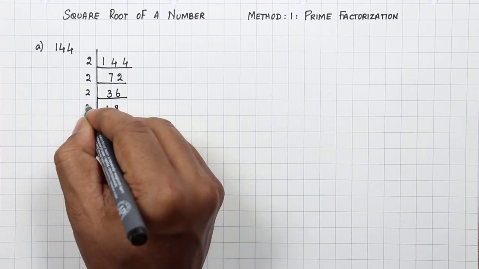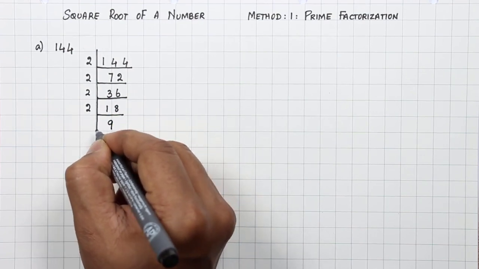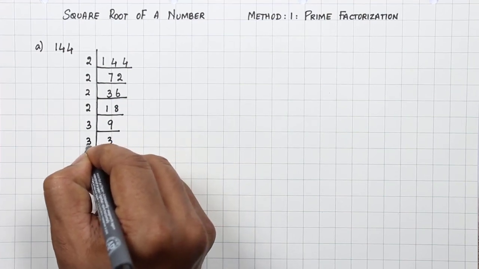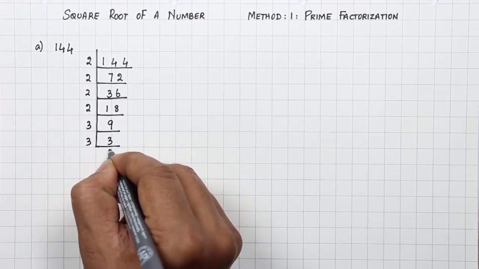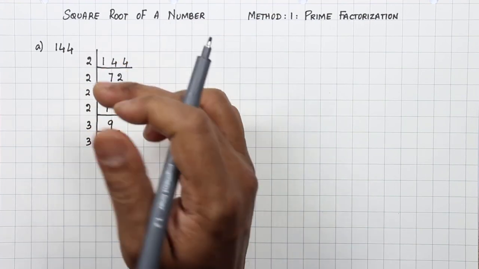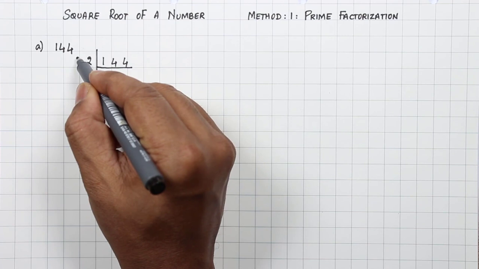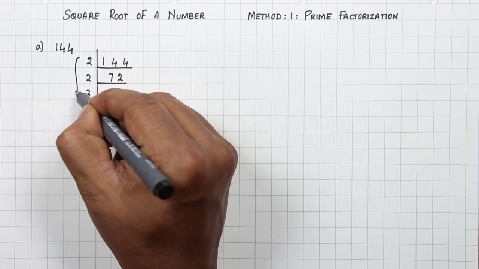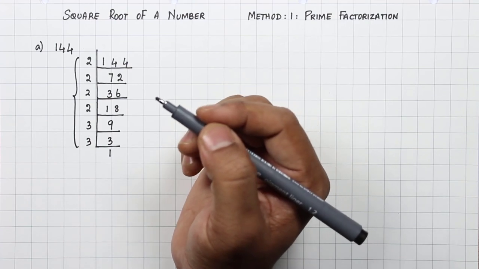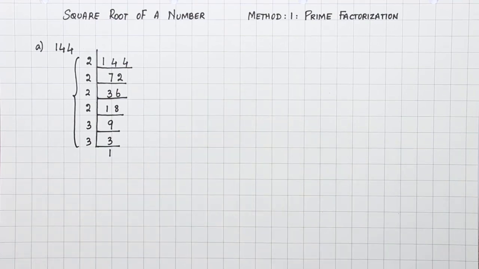And again dividing this by 2 is going to give you 9, and divide this by 3, which will give you 3. So divide this by 3, which will give you 1. Now, so you have the numbers here. So you need to write these numbers in terms of two identical pairs.